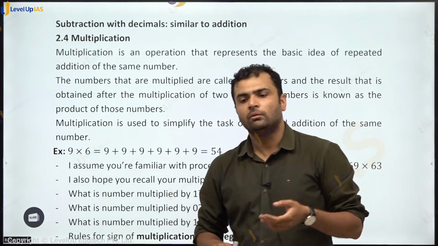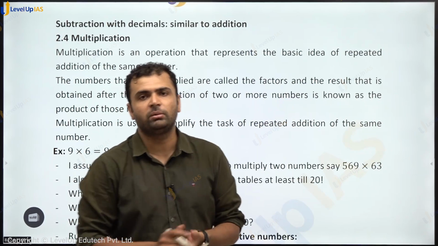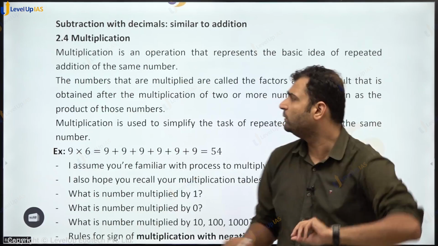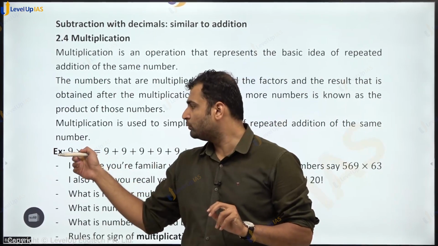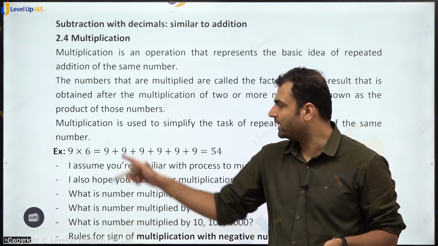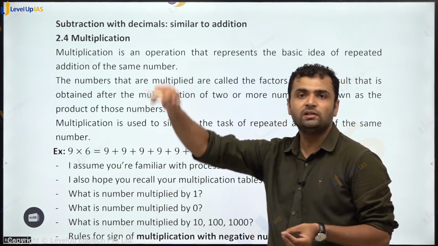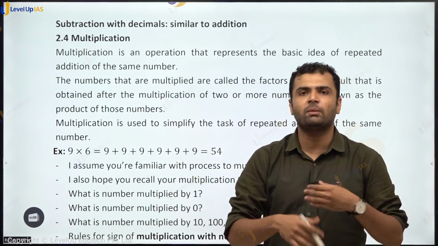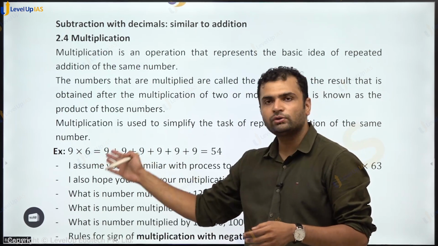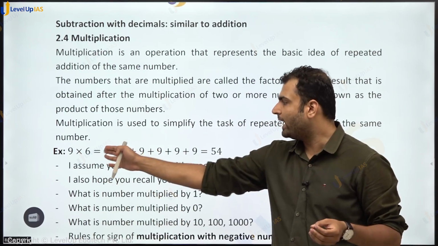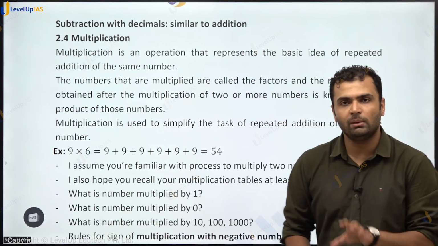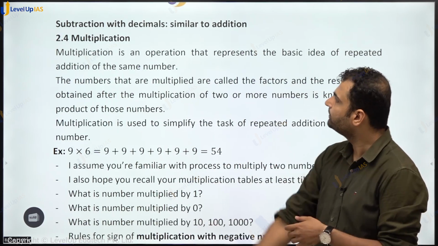Next is multiplication. Again, we are all familiar with multiplication. Multiplication is nothing but repeated addition. So if we want to do 9 into 6, it is nothing but adding 9 six times: 9 plus 9 plus 9 plus 9 plus 9 plus 9. Adding the same number to itself again and again is nothing but multiplication. 9 into 6, or 9 times 6, means adding 9 six times or adding 6 nine times. It is the same as repeated addition. Fine.